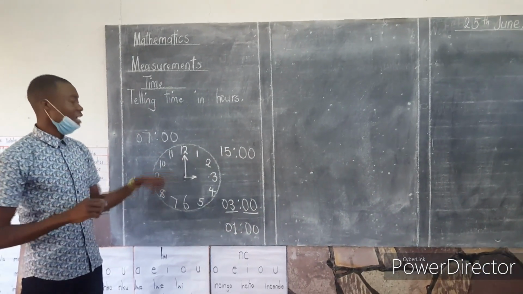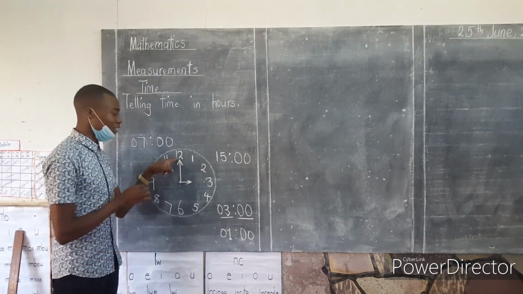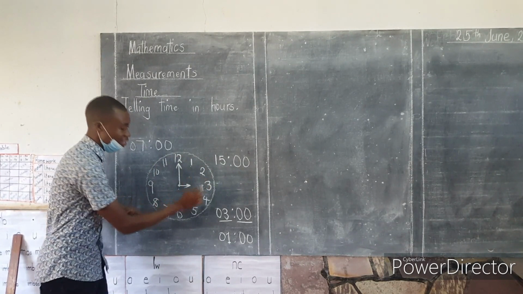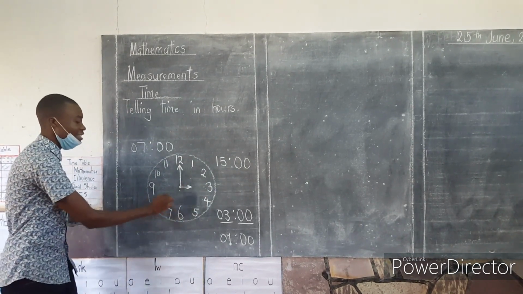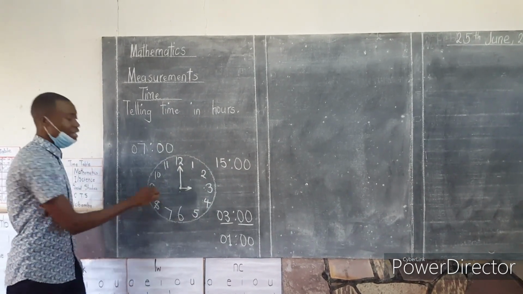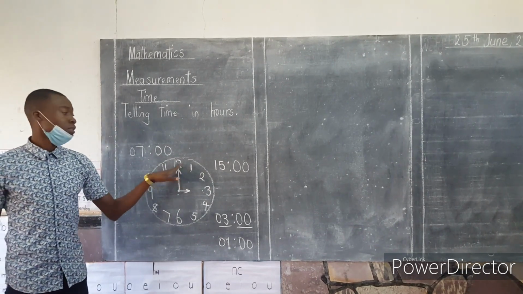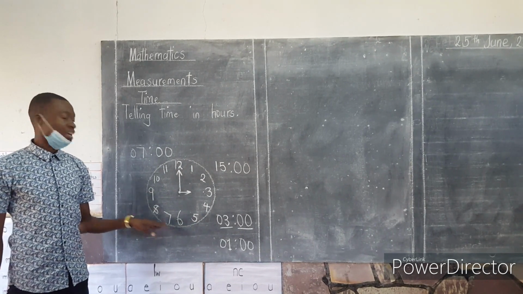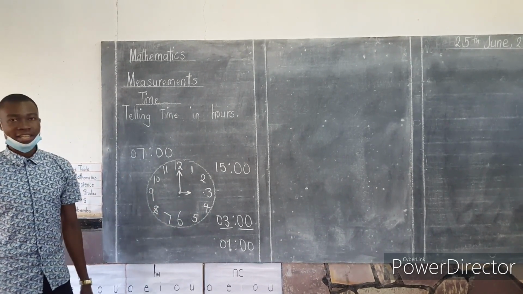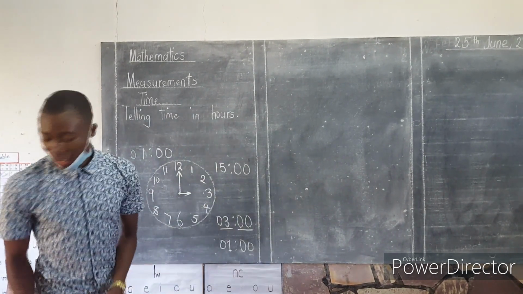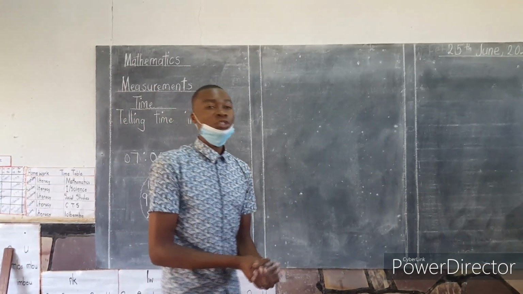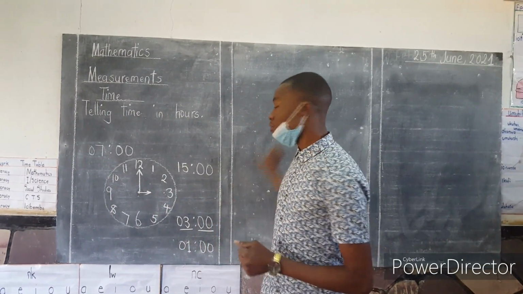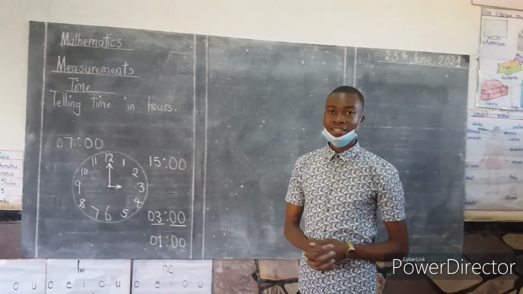Then afternoon time starts from 12. After 12 we have 13, 14, 15, 16, 17, 18, 19, 20. So afternoon starts from 12 going up until 17. Then evening begins from 18 there. Okay, so at this point, I would love you to do an activity where you are. Take note of what I'm going to write as an exercise for you.